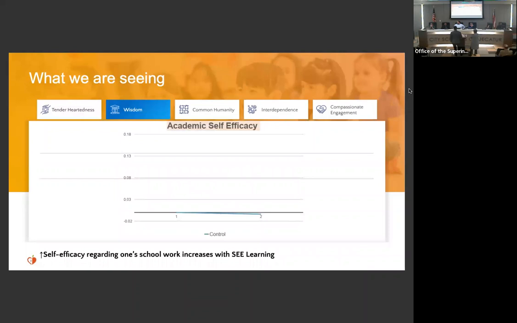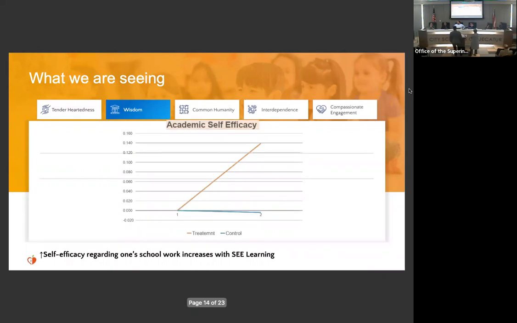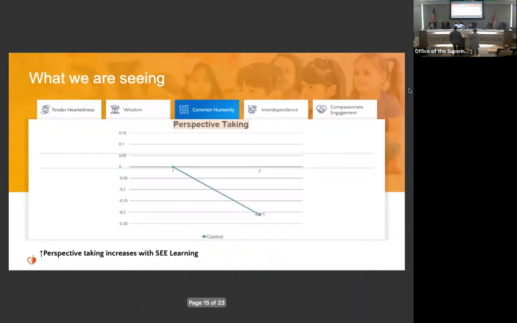Academic self-efficacy. This is believing that you can do hard problems, believing that you're able to do the work that is coming to you in the classrooms. What we can see is no change for the control. With treatment, it's skyrocketed. When you really think about the engagement with self-regulation, engagement with self-awareness, engaging your community, it really helps believing you can do hard problems and hard work.